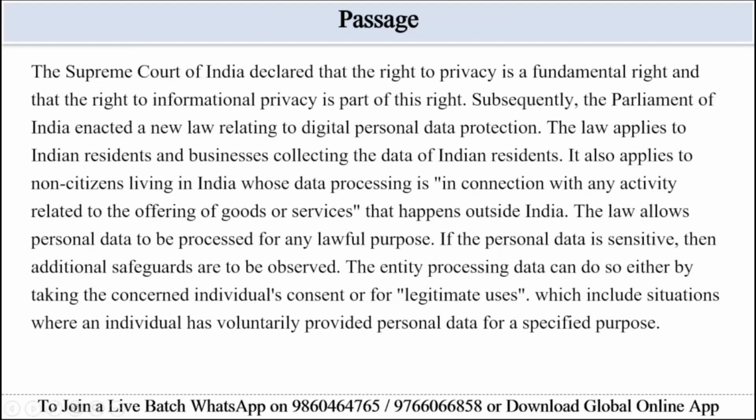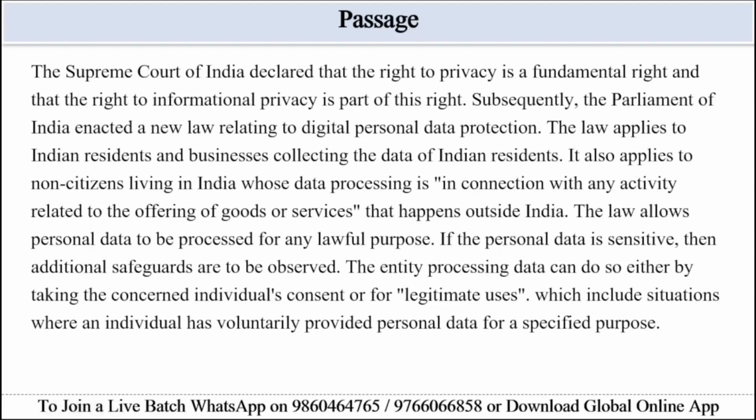One of the most is a fundamental right, and the right to informational privacy is part of this right. Subsequently, the Parliament of India enacted a new law relating to digital personal data protection. The law applies to Indian residents and businesses collecting the data of Indian residents. It also applies to non-citizens living in India whose data processing is in connection with any activity related to the offering of goods or services that happens outside India.